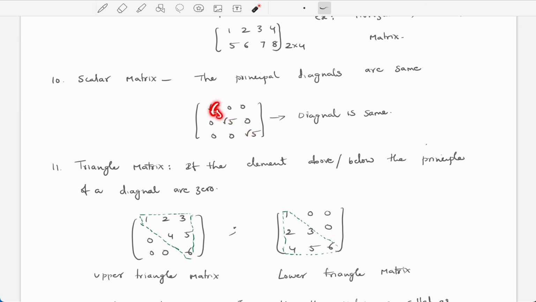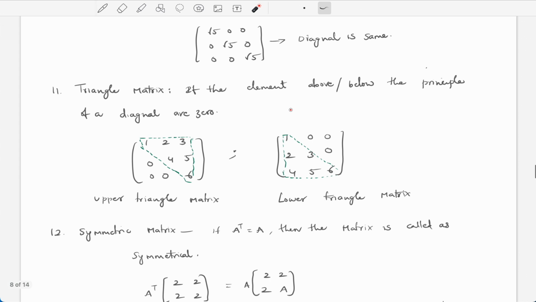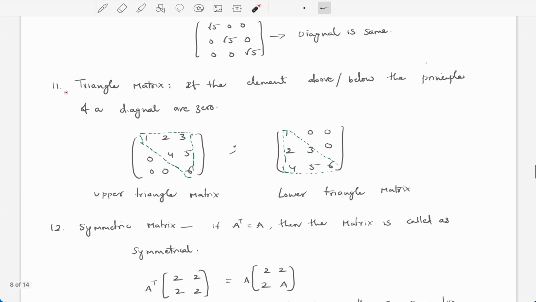So these are all equal, bro. These are all equal, so the principal diagonals are the same here. Then we call it a scalar matrix. After that, we have something known as the triangle matrices.